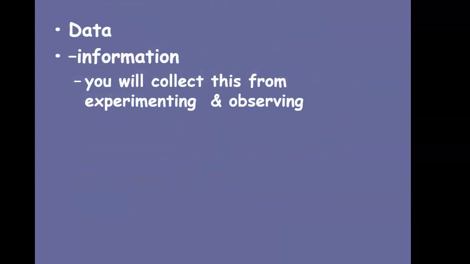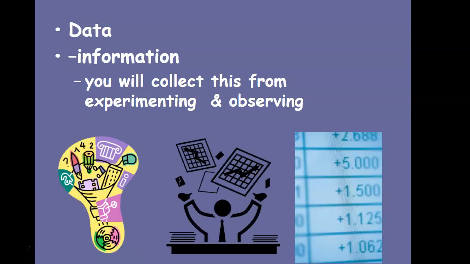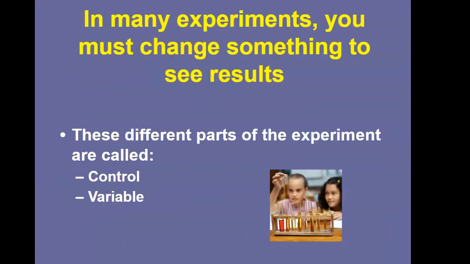So let's figure out what data is. Data is any information that you collect from doing the experiment and observing. This data can be numbers, it could be colors, it could be changes with what the growth of the plant was, what the outcome from the experiment could have been. And you're going to be putting that information into charts and tables and graphs.